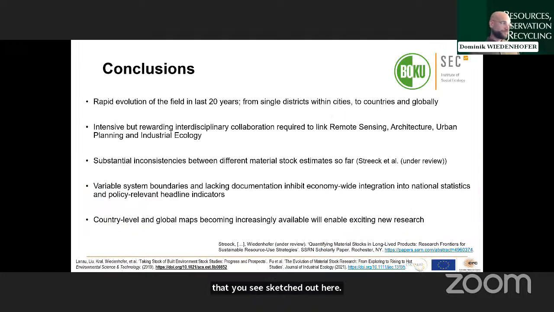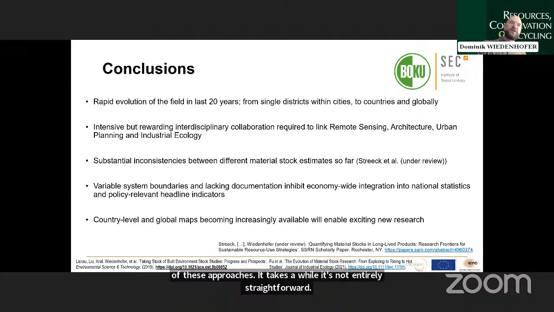Okay, coming to an end. I would say there has been a rapid evolution of the field in the last 20 years, from mapping specific districts in a city to now global-scale maps. All of this requires really interdisciplinary communication and collaboration. It took us years to establish a good relationship with the remote sensing colleagues and to really understand what each approach can and cannot do, which are the things that people are excited about, which things they might be less excited about, to build these bridges between architecture, urban planning, and industrial ecology approaches, and to leverage the strengths of all of these approaches. It takes a while. It's not entirely straightforward, but it's very rewarding.